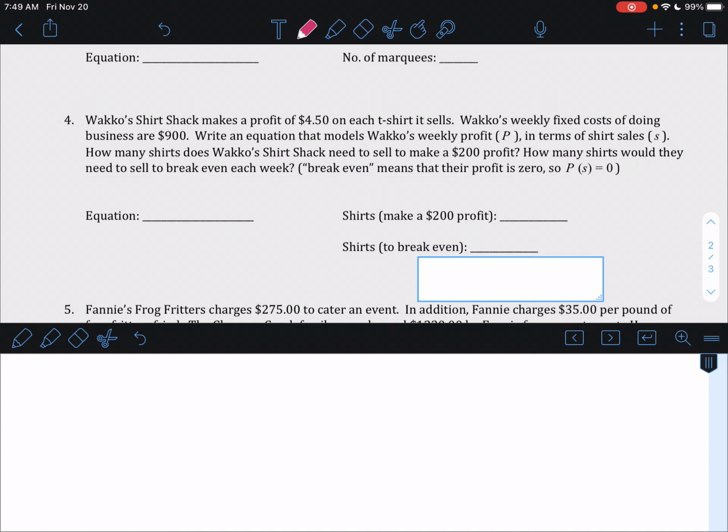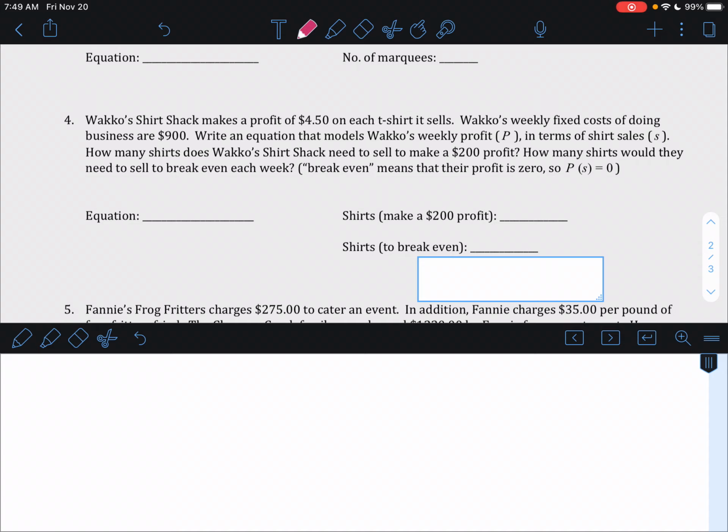Wait a second. How many shirts would they need to break even? I forget how to do this one. Ico Shirt Check makes a profit of $450 on each t-shirt it sells. Their fixed costs of doing business are $900. Oh, okay. So they make a profit of $450.